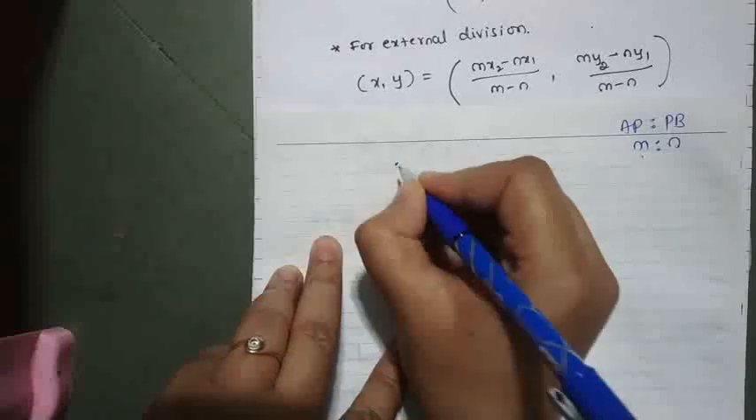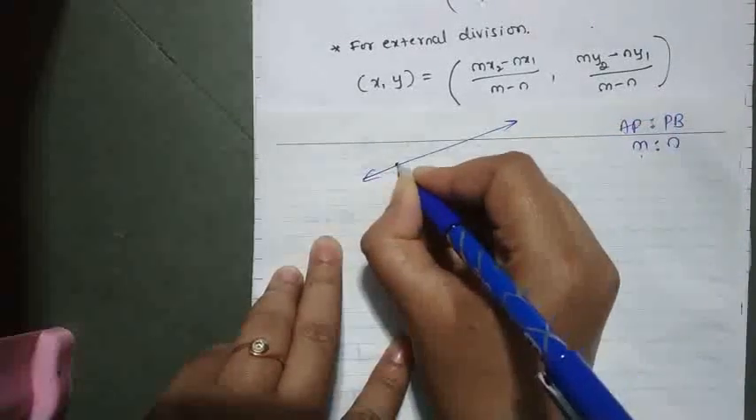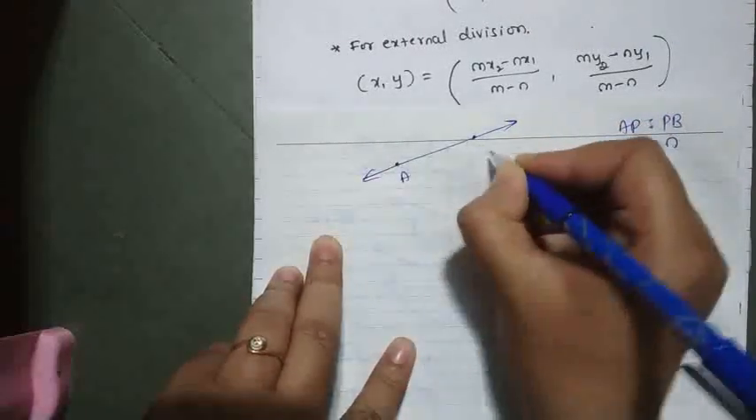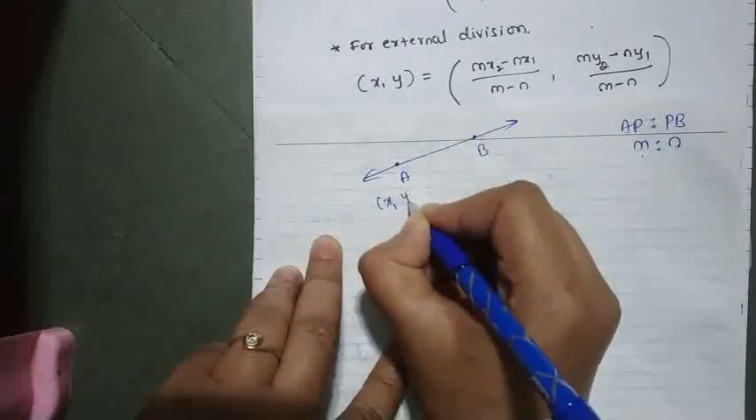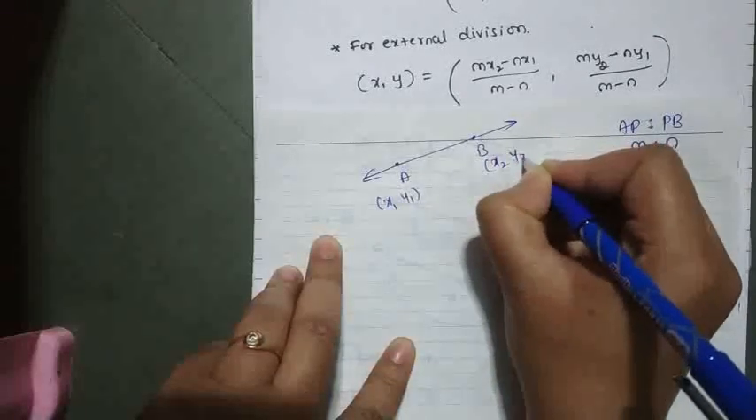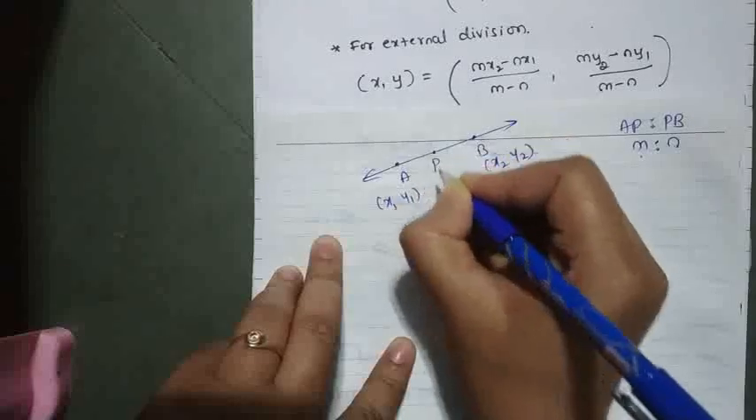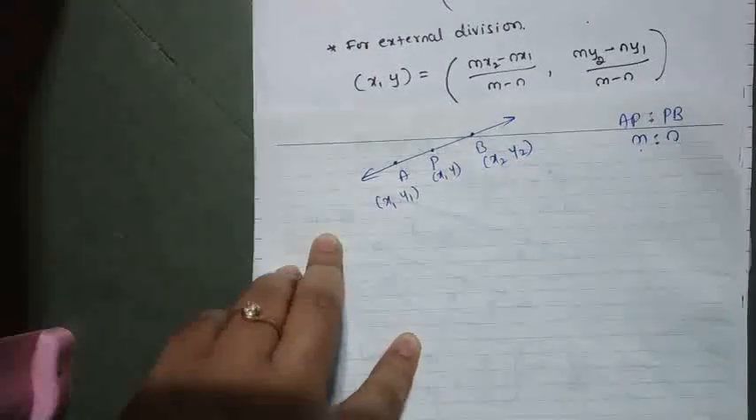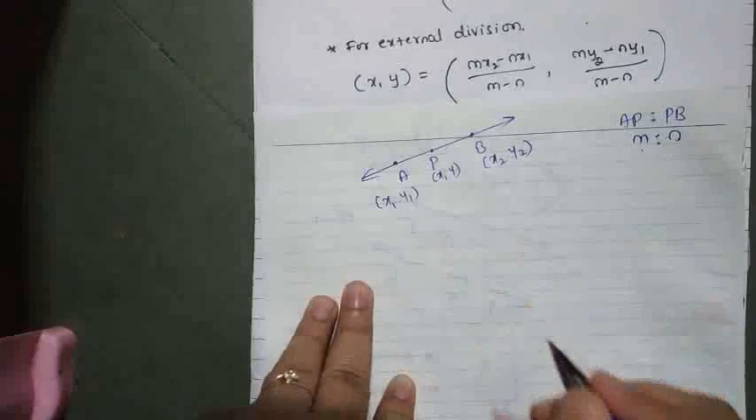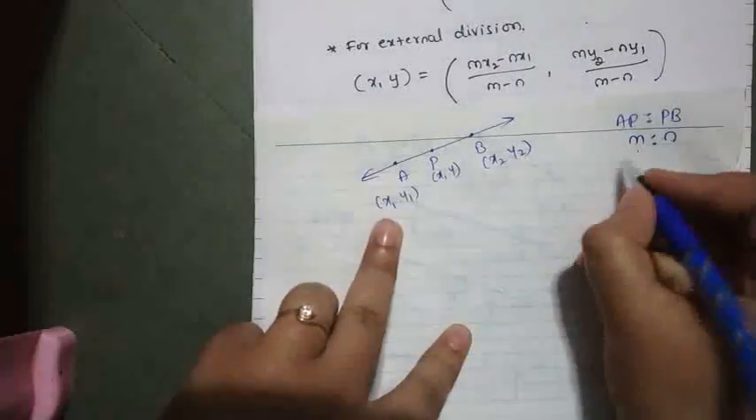So the points A and B: the A point coordinates are x1, y1, the B point coordinates are x2, y2, and the point of division coordinates, let it be, x comma y. Then what is the formula for internal division?